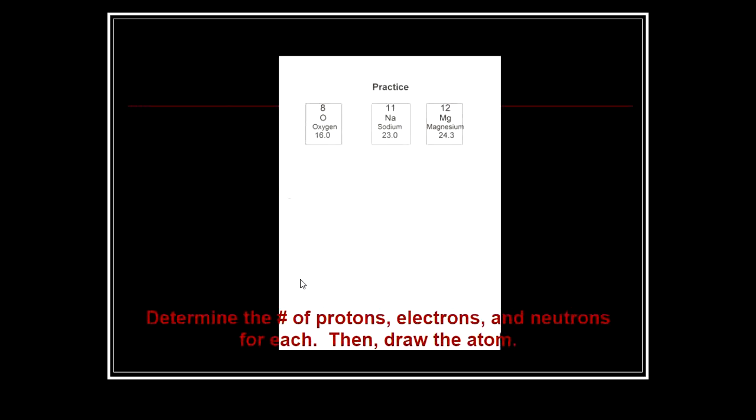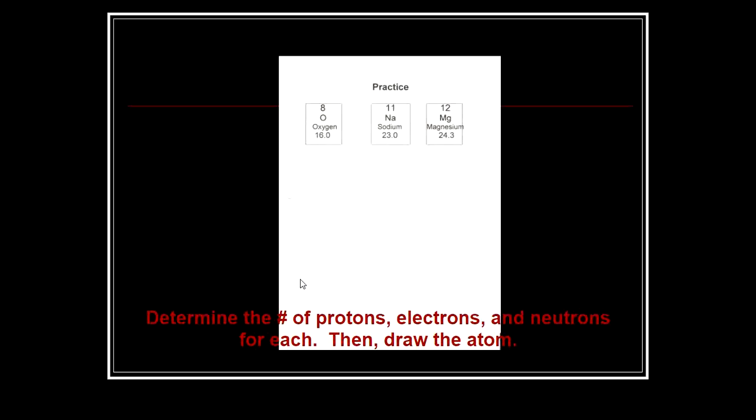So what I want you to do is take a second and find the number of protons, electrons, and neutrons for each one of these, okay? Once you've done that, I want you to hold off and watch the next video, which is going to show you how to draw that atom. So if you would just pause right here, find your number of protons, electrons, and neutrons. We'll go over that answer, and then in the next video, we'll talk about drawing them.